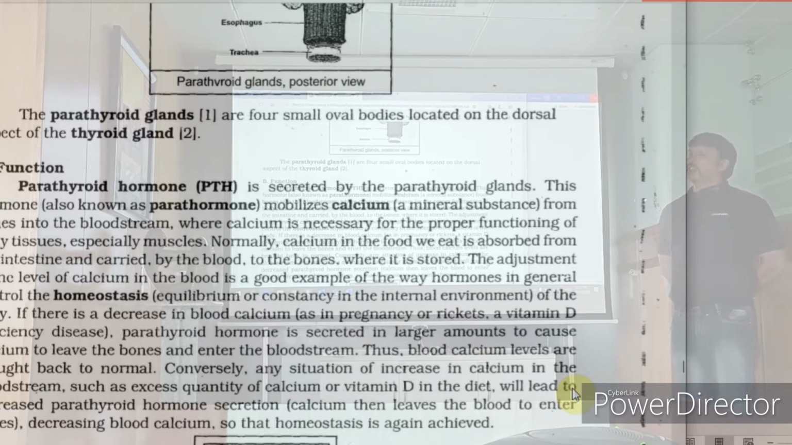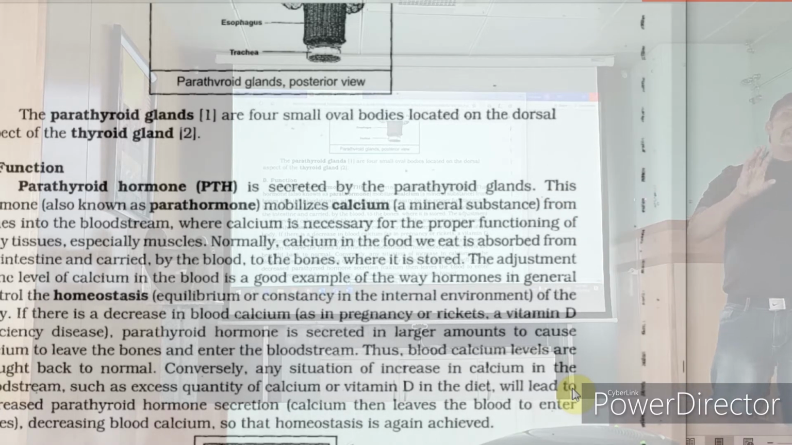It moves calcium from bone into the bloodstream. Reverse: calcitonin was from blood to bone. Here it is from bone to bloodstream, where the calcium is necessary for proper functioning of body tissues, especially muscles. Normally, calcium in the food we eat is absorbed from the intestine and carried by the blood to the bones where it is stored.